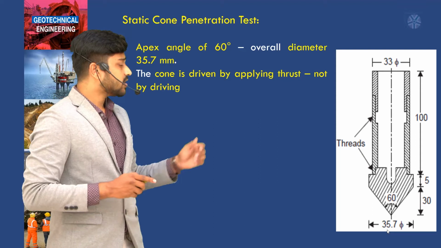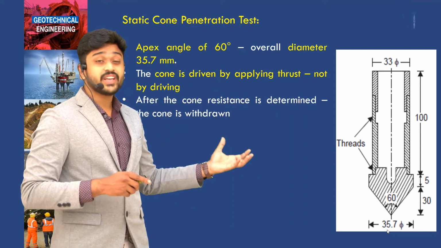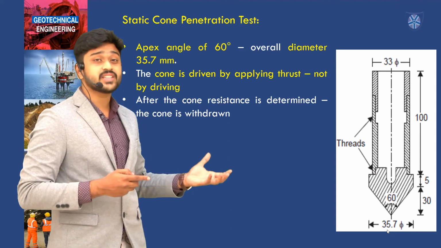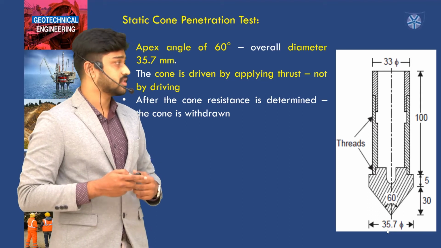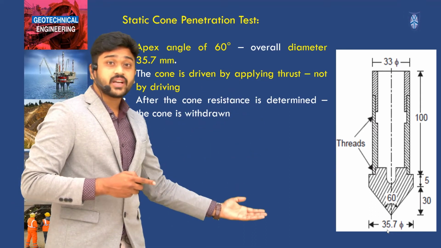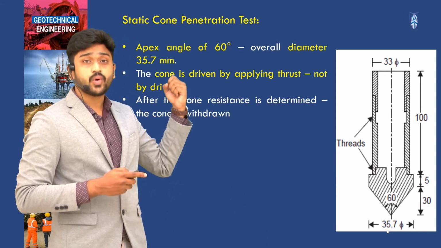Now coming to the other part, after the cone is placed inside, we need to ultimately find out the resistance, as I have said. We observe this resistance in the form of the cone resistance, and this can be determined only at a certain depth. Once it has been determined, then only we can remove the cone outside.